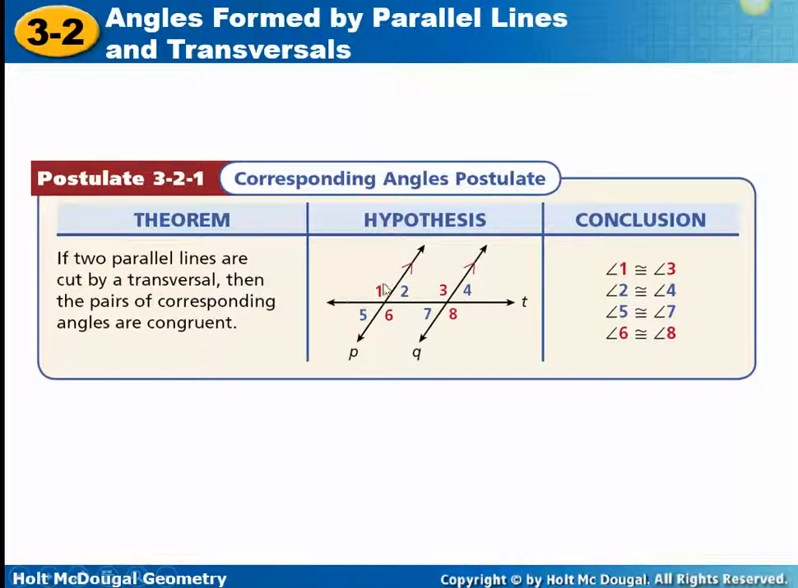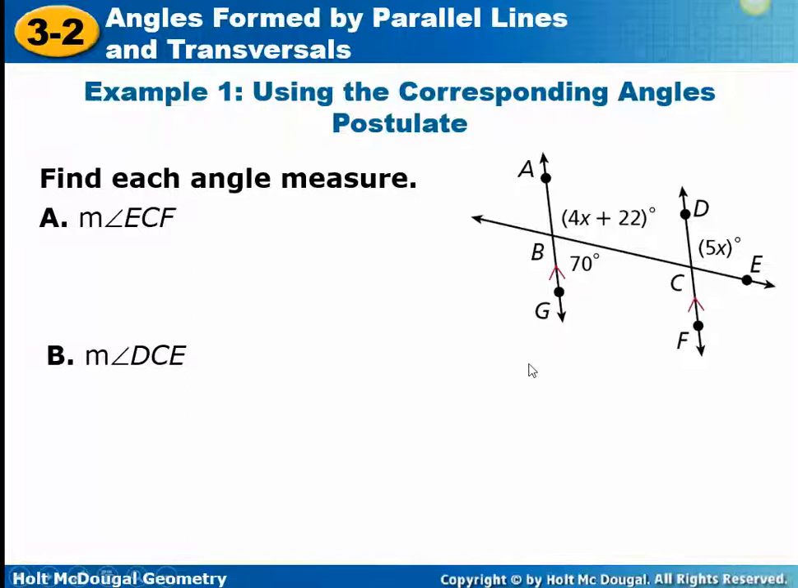So angle 1 right here corresponds to angle 3. Those would be congruent. Angle 6 corresponds to angle 8, and those would be congruent. Angle 2 corresponds to angle 4, and they are congruent. And angle 5 corresponds to angle 7, so they are congruent. Also note that when you have parallel lines, they put an arrow on each one to show that those are the parallel lines, and then the transversal is the other one.